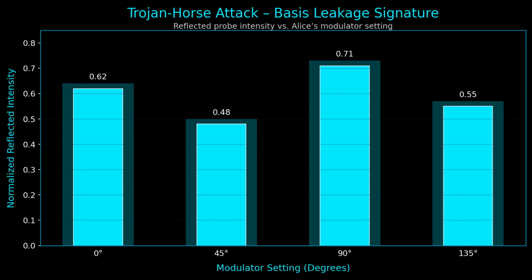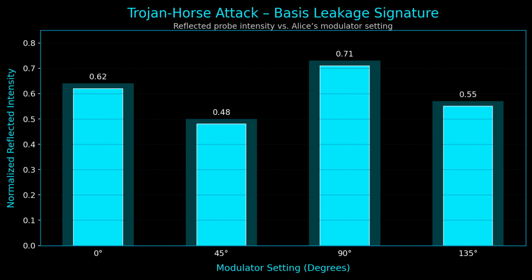These differences matter because they correlate directly with Alice's basis setting. Higher or lower reflected power tells Eve which internal phase modulator state is active. As long as the reflected intensities are measurably different, like you see here, Eve can reliably distinguish the basis and extract secret information without disturbing the quantum channel.